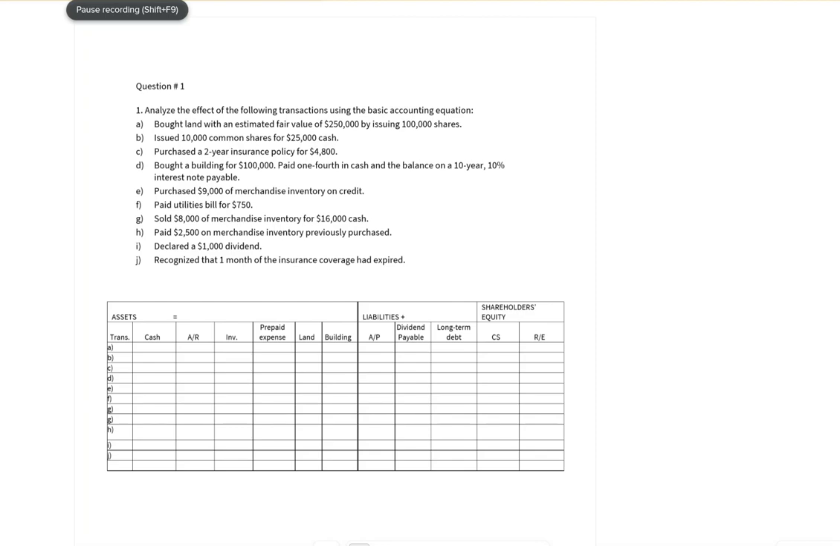So the first chapter is learning about the accounting equation. The accounting equation is assets equal liabilities plus the owner's equity. Again, it has to balance. So we're going to analyze the effect of the following transactions using the basic accounting equation. We're going to take each one and put it into this table.